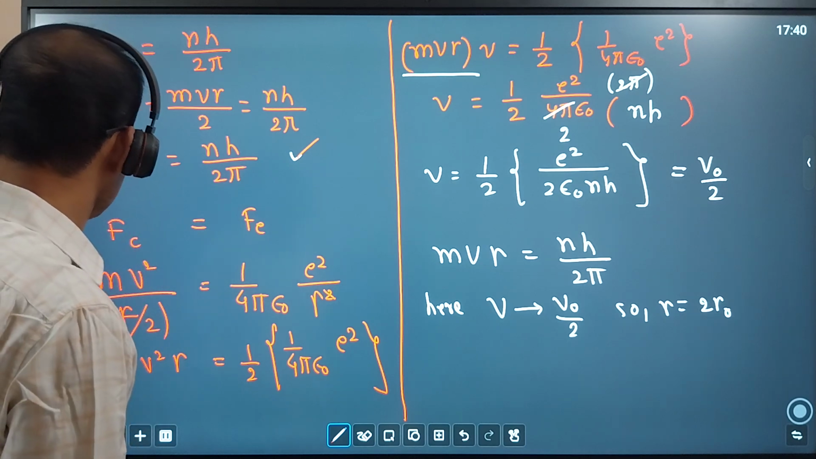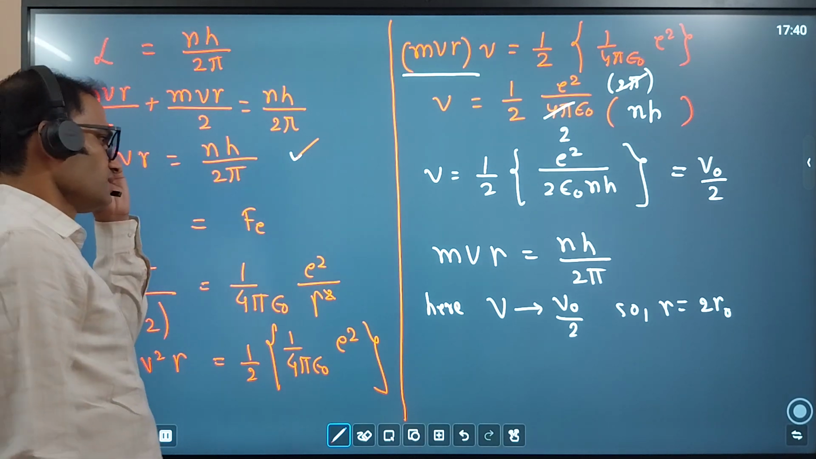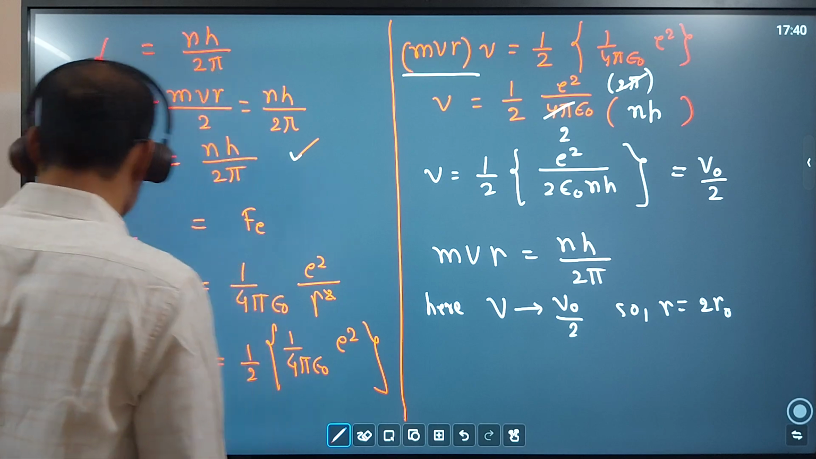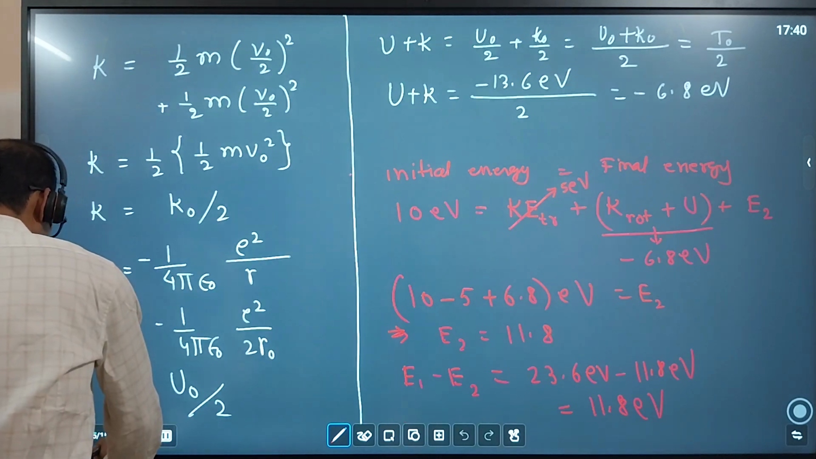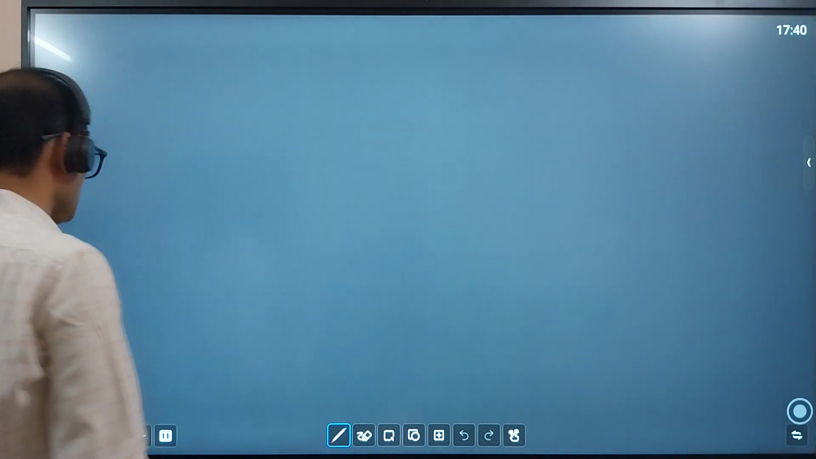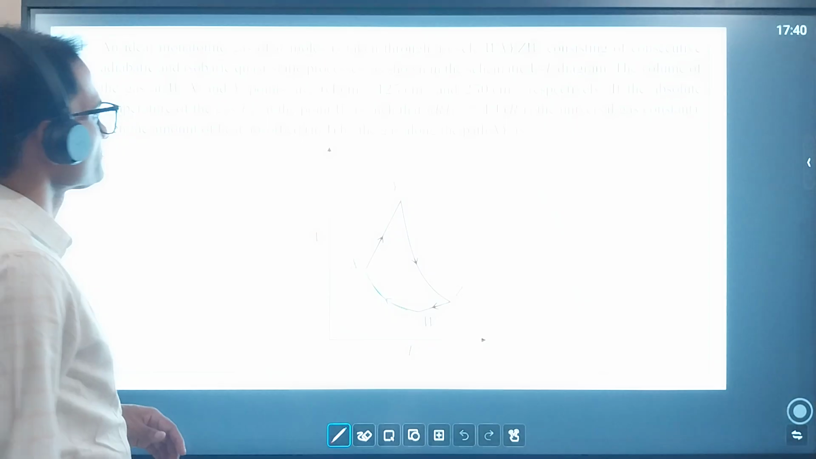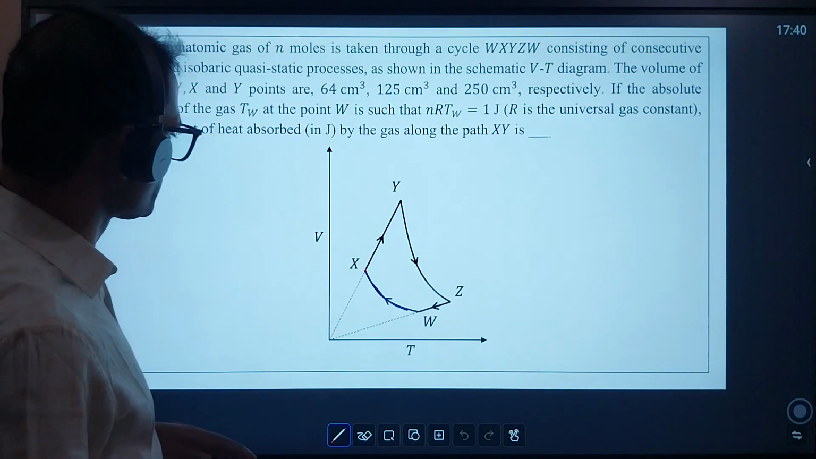Let us see what IIT provides as key. For now I am going with this solution. These are actually hypothetical questions.